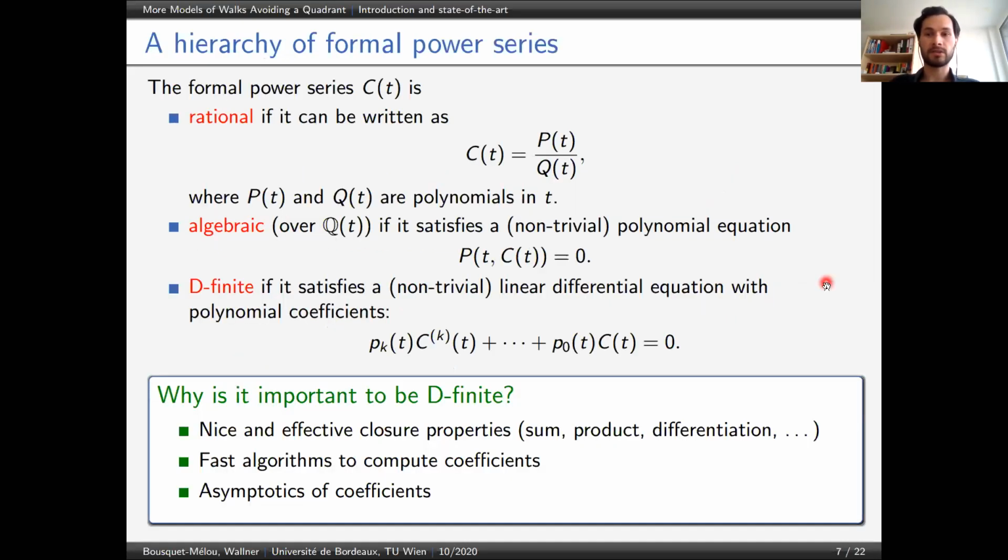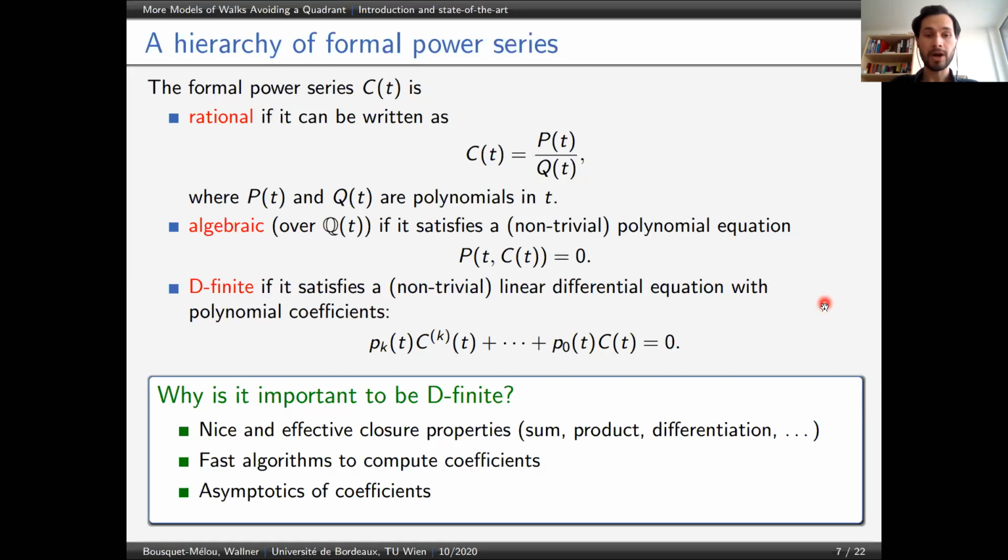So let me define this terminology. A formal power series C(t) is rational if it can be written as a fraction of 2 polynomials. It's algebraic over a ground field, here Q(t), if it satisfies a non-trivial polynomial equation. We call it D-finite if it satisfies a non-trivial linear differential equation with polynomial coefficients. Here you see the generic form of such an equation. So why is it interesting or important to be D-finite? Well, D-finite functions have very nice and effective closure properties like sum, product, differentiation, or substitution of algebraic functions.